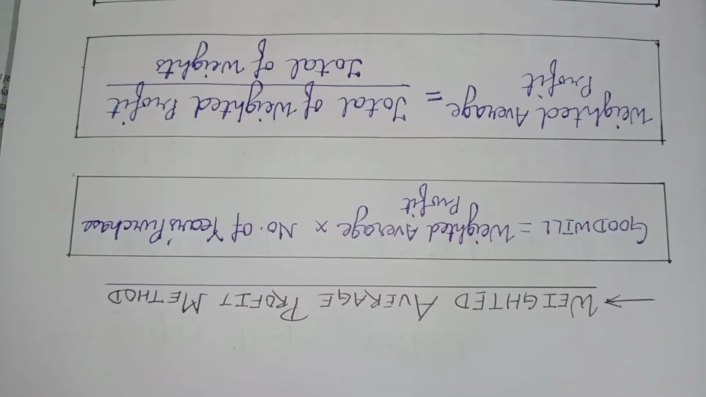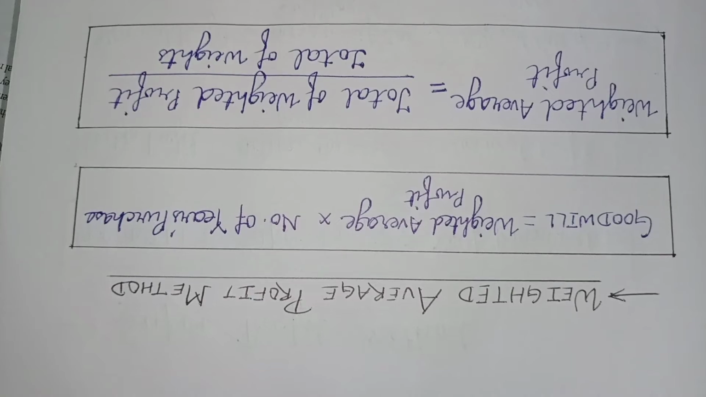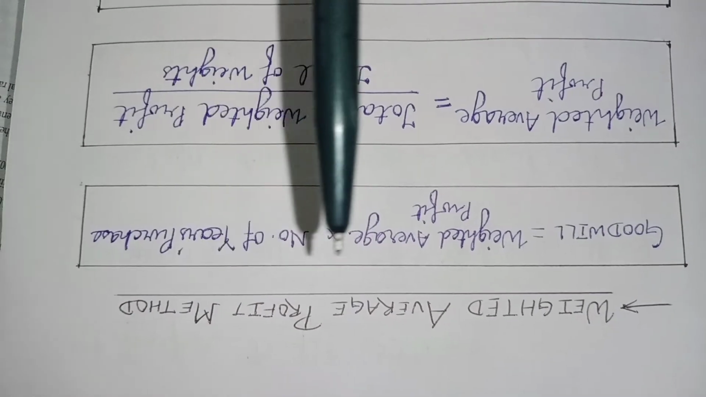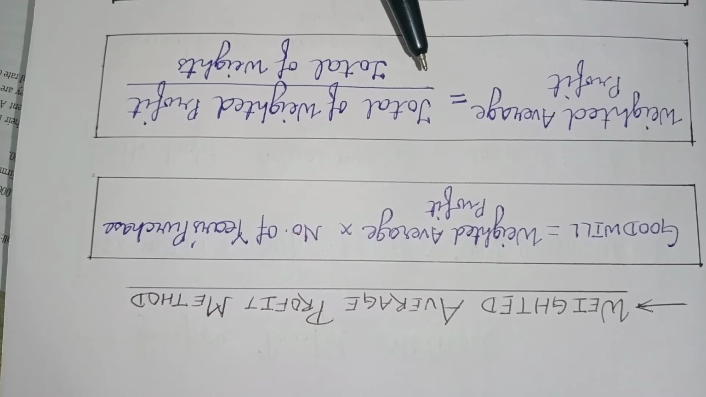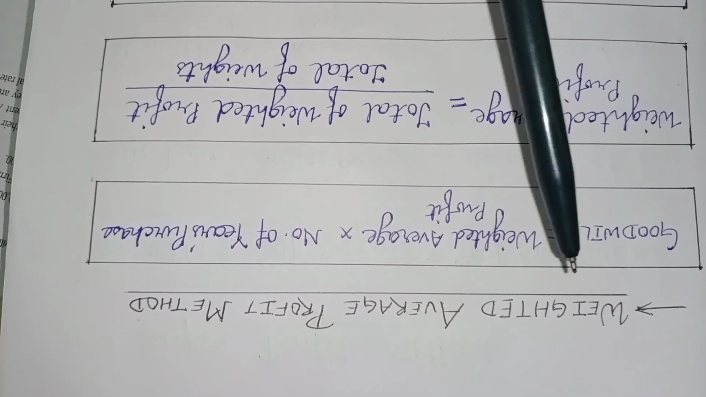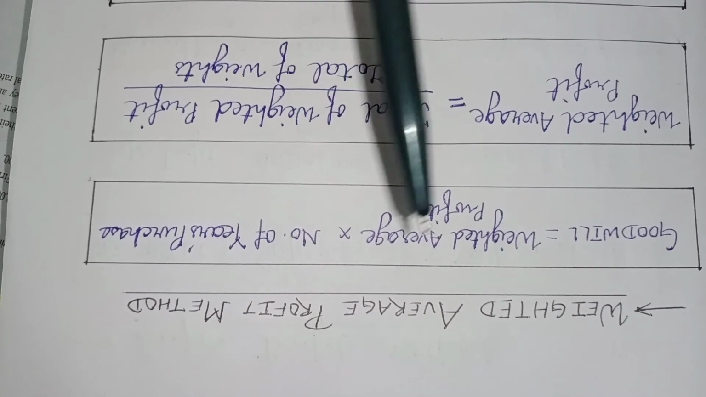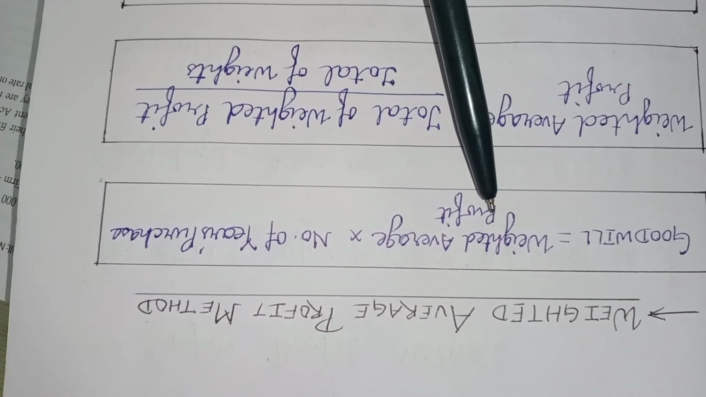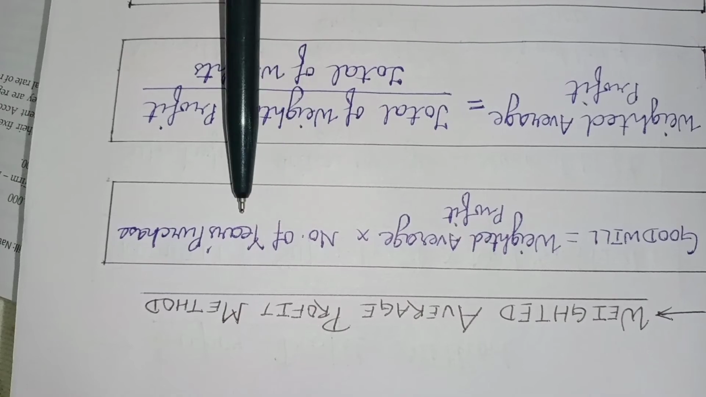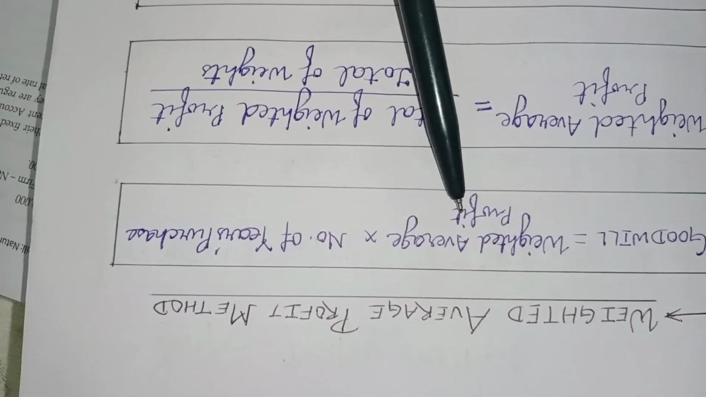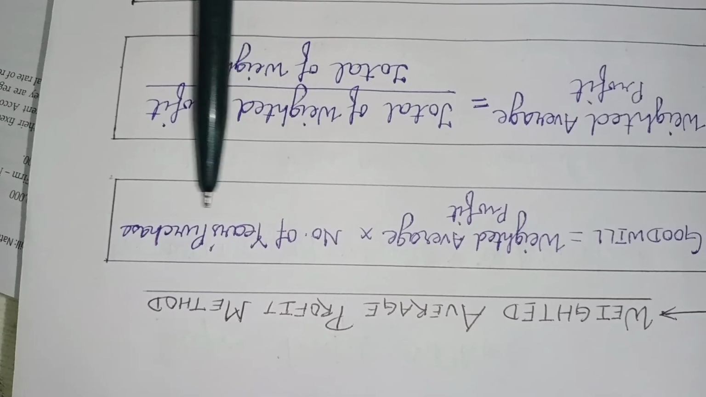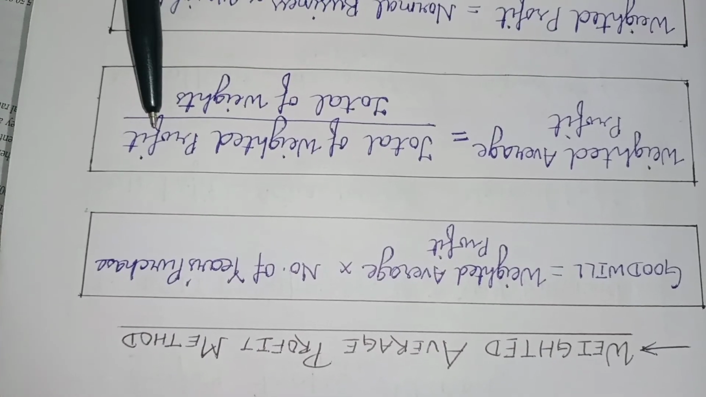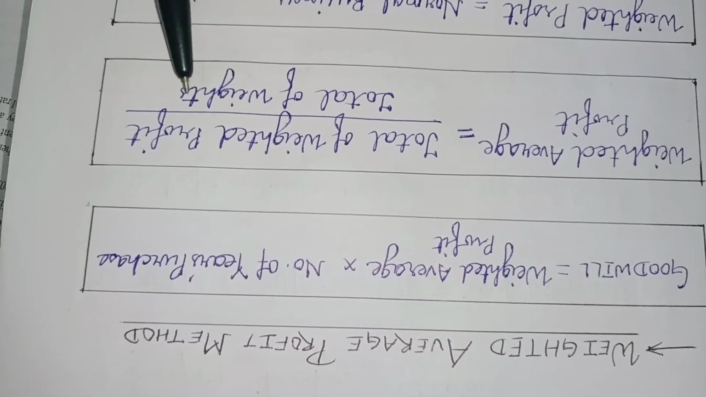The second sub method under the average profit method is the weighted average profit method. Earlier we discussed the simple average profit. Now here we will be taking the weighted average profit. How to calculate the goodwill? Goodwill equals weighted average profit multiplied by number of years purchase. Earlier it was simple average profit multiplied by number of years purchase. Now how to calculate the weighted average profit? Total of weighted profits upon total of weights.